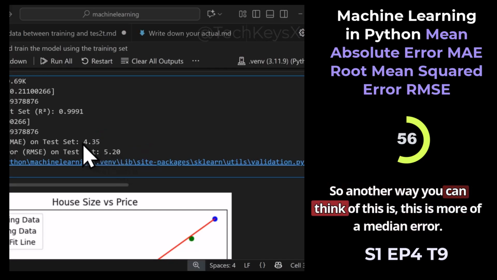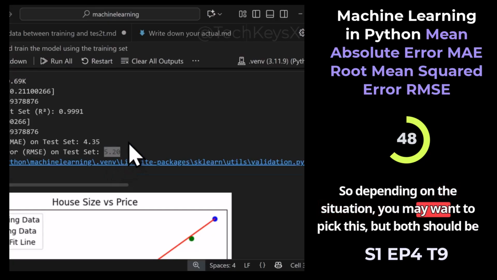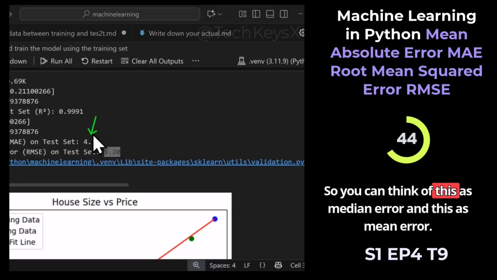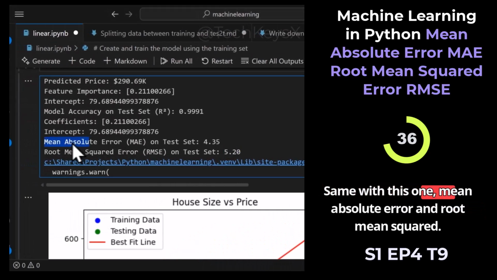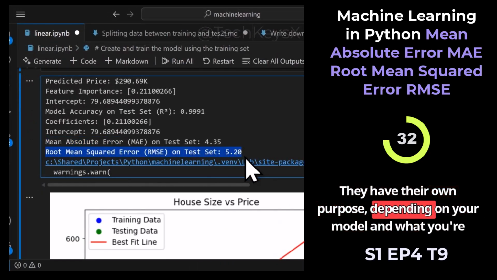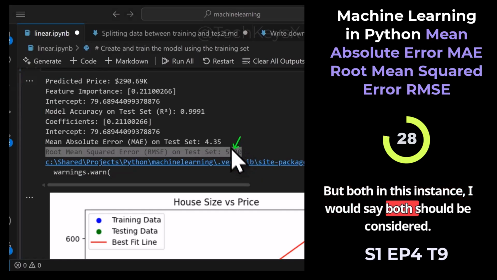Another way you can think of this is that one is more of a median error and this is more of a mean error. Depending on the situation, you may want to pick one, but both should be considered. With median and mean, they have different purposes. Same with mean absolute error and root mean squared error: they have their own purpose depending on your model and what you're trying to do. But in this instance, I would say both should be considered.